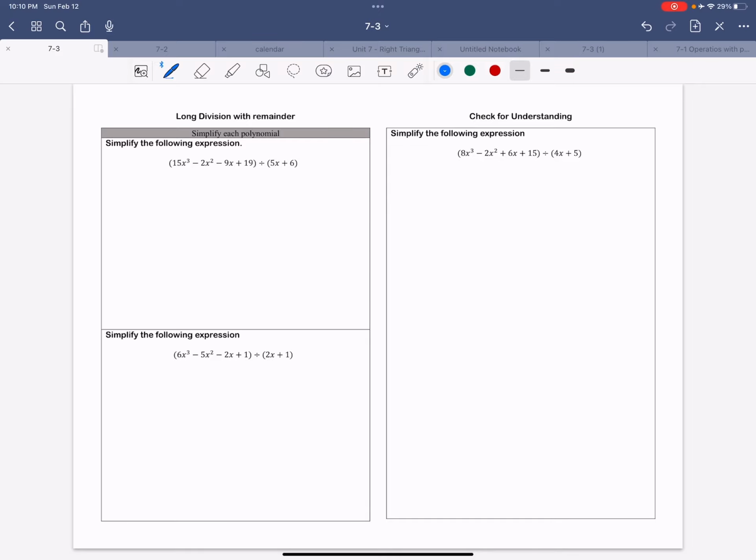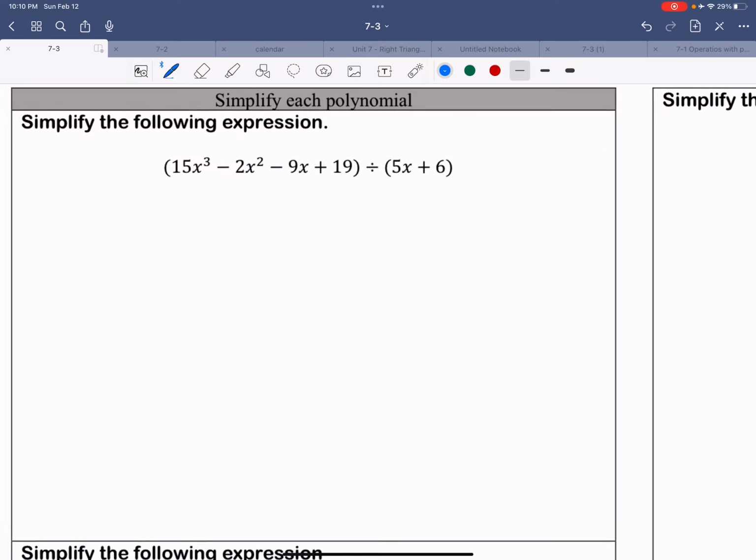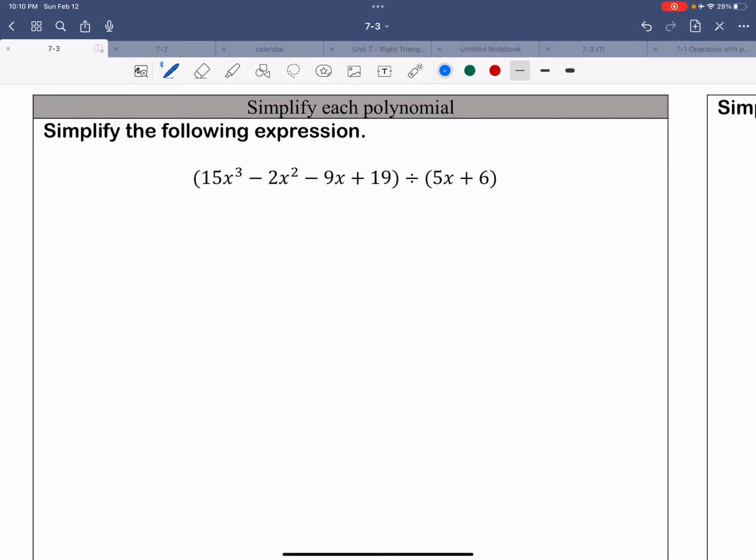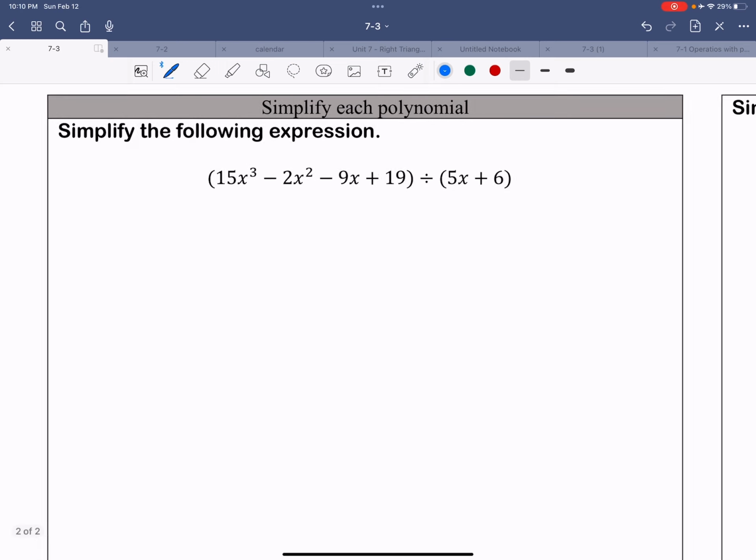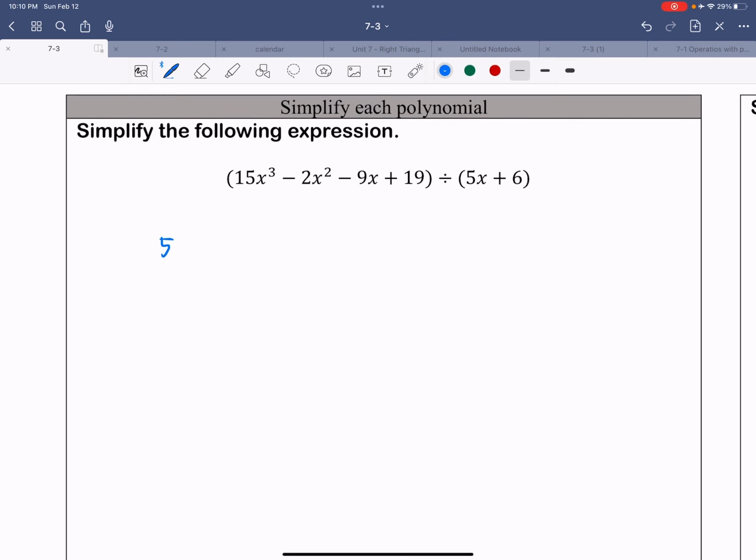Now, what if you have a remainder? It's the same thing. It's very simple. I'll go over this one. It's the same thing. We just set this one up first. 5x plus 6 divide by 15x to the third power minus 2x squared minus 9x plus 19.